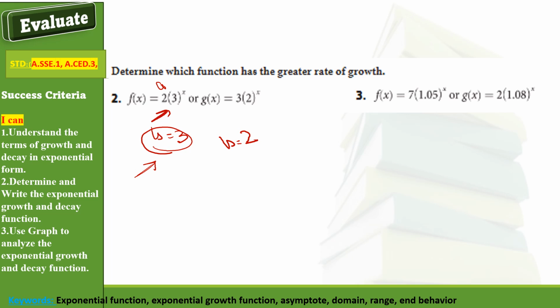Now look at the second question. Here, ignore whatever the value of a is, and focus on the value of b. Here the b value is 1.05, and in the second function g of x, the b value is 1.08. Since 1.08 is higher than 1.05, the function g of x has a greater rate of growth. So you have to focus on the b. The higher the value of b, the greater the rate of growth.